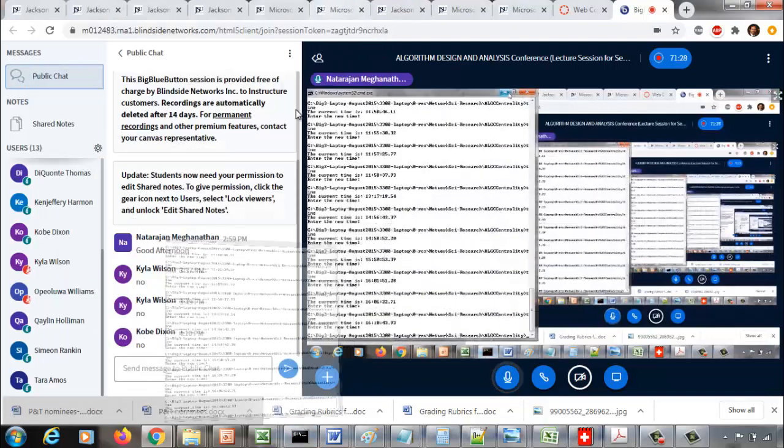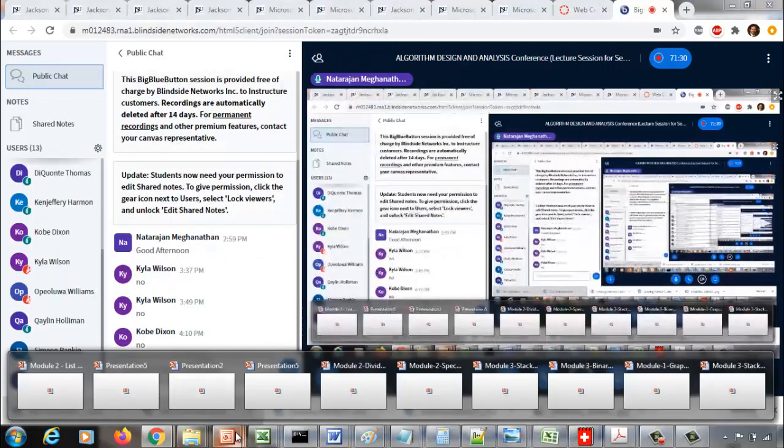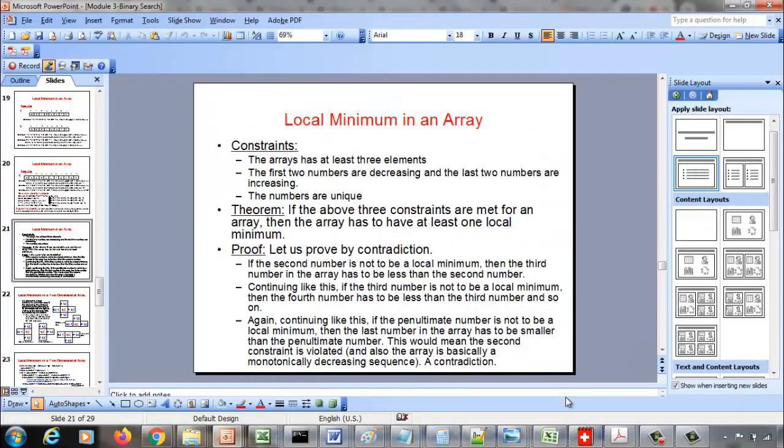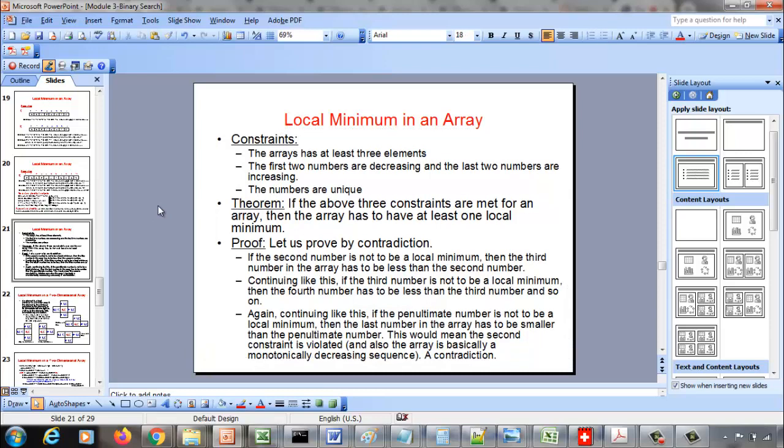Alright, so let us do the proof of correctness, which should be straightforward by now. We need to prove this property that if an array satisfies these 3 conditions, then it is guaranteed to have at least one local minimum. So again, what are the 3 conditions? The array should have at least 3 elements, the first 2 numbers should be decreasing, the last 2 numbers should be increasing, and the numbers should be unique.